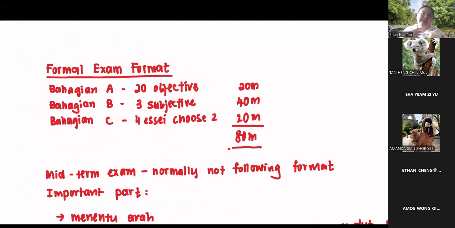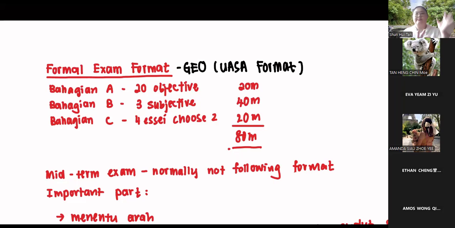First, let me introduce our exam format. For the normal, or we say the formal exam format, you may find a place to write down. For geography, it's not about other subjects, okay? The formal exam format means the UASA format. For your exam papers, you will have bahagian A, bahagian B, and bahagian C. Your exam paper is going to be split into three parts.